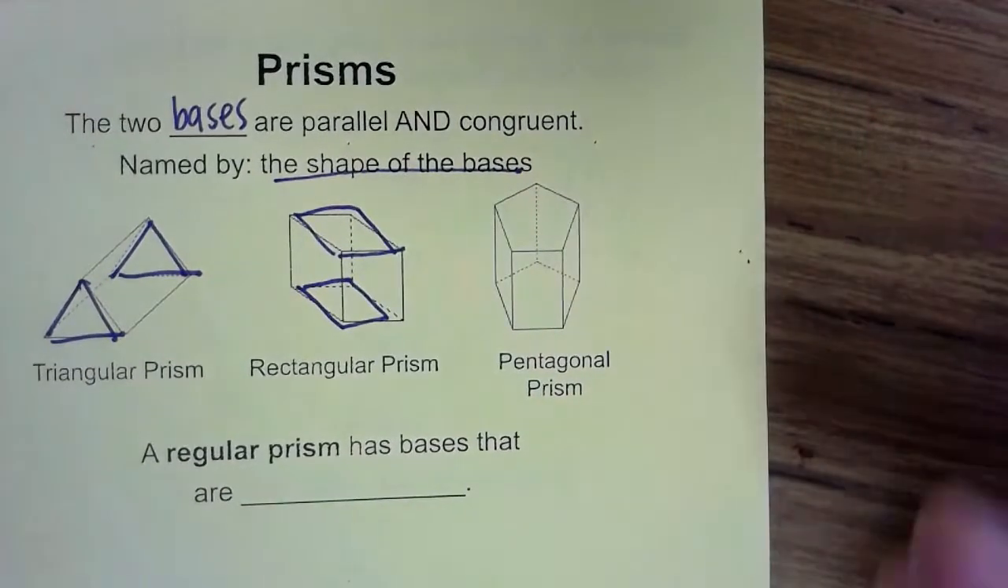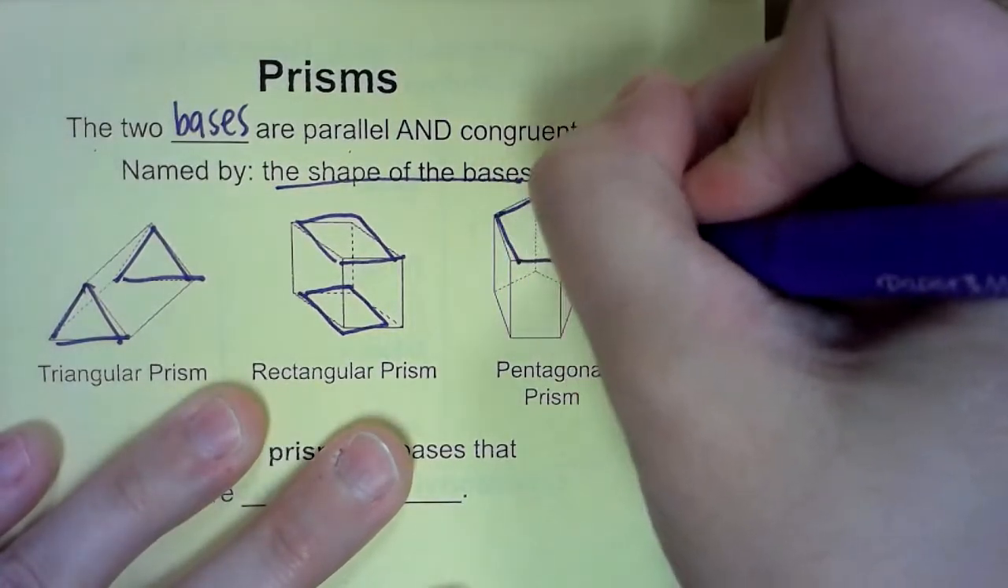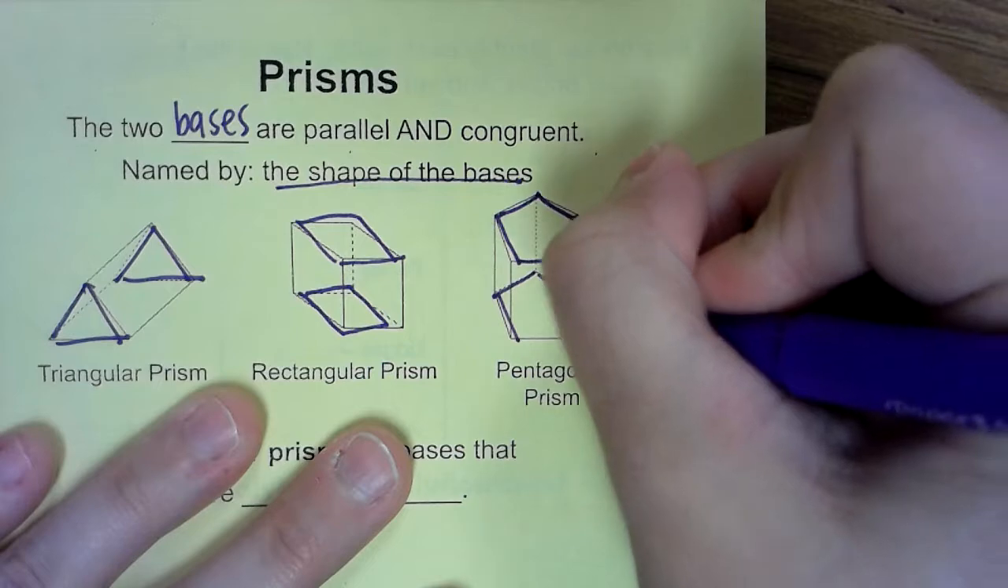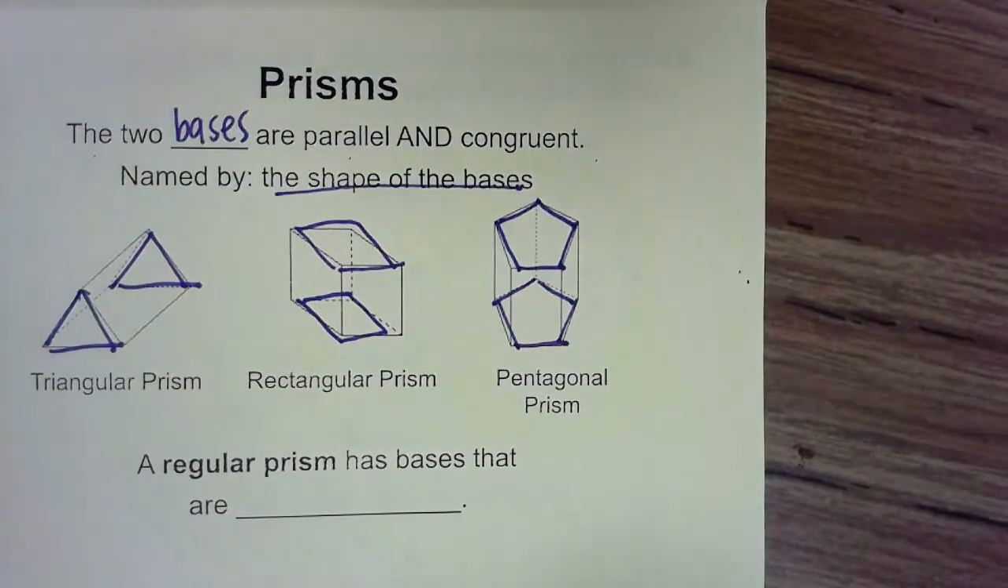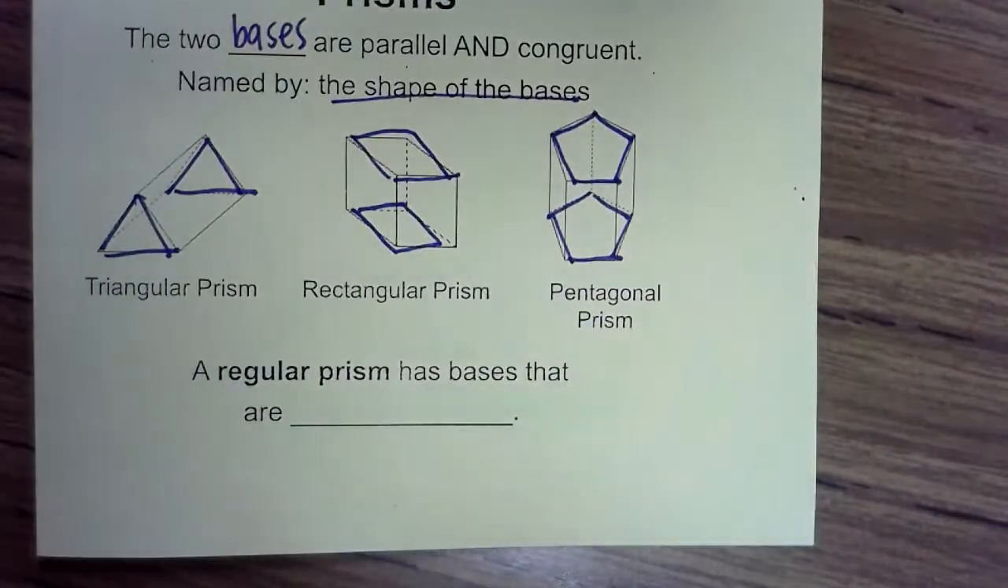The last one, this one is called a pentagonal prism. Again, I picked my bases. That's where the name comes from. My base is a pentagon. There's two of them. They're parallel and congruent. It's a pentagonal prism. Okay, a special kind of prism that you need to know about is a regular prism.